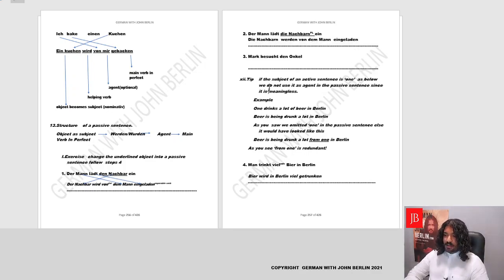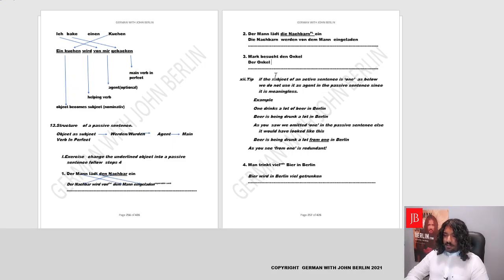Yes. Mark visits the uncle. Mark besucht den Onkel. We'll follow the structure. First, we'll pick up the object and turn it into the subject. Okay, so who visits whom? It's written in accusative. Turn it into nominative. It's der, die, das, die. Masculine, der Onkel.